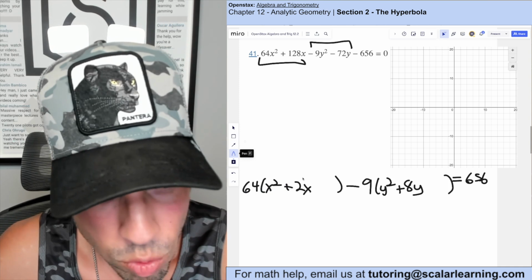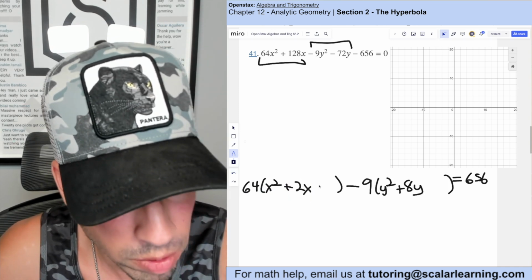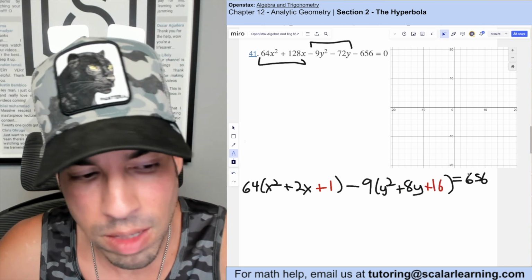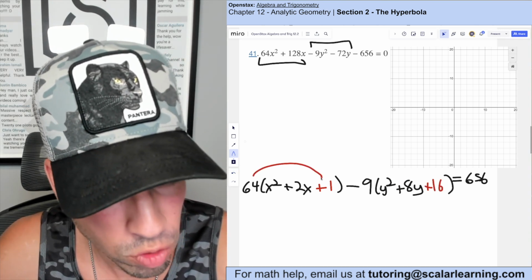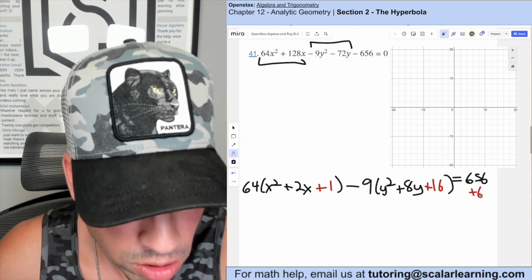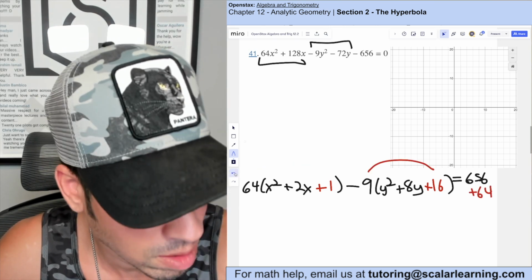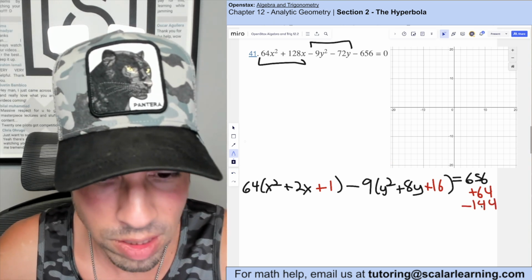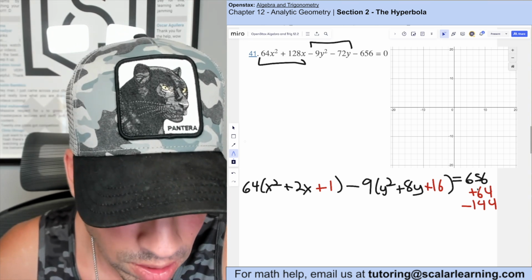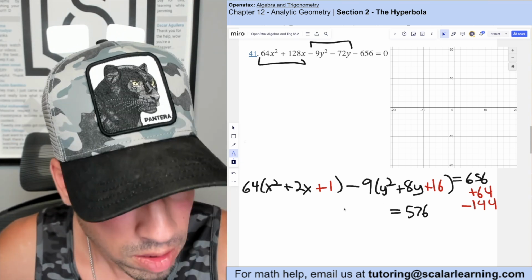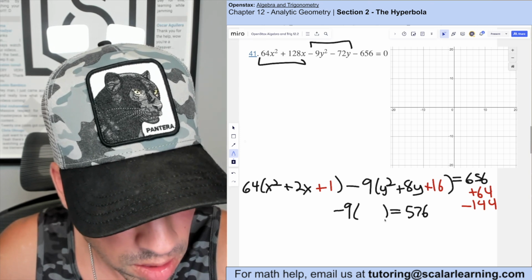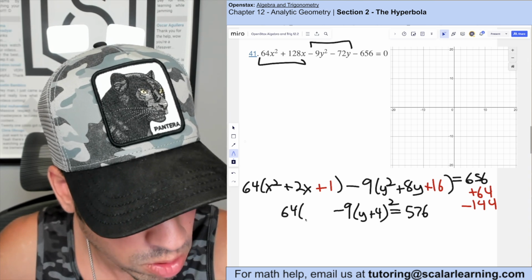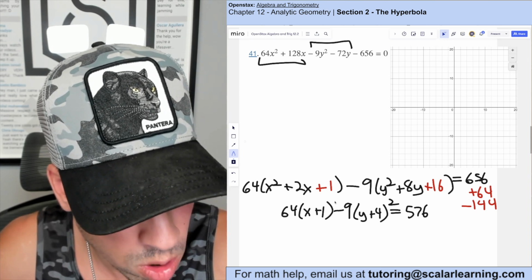And now we're going to complete the square by taking half of this and squaring it, which is 1, half of this, which is 4, and squaring that, which is 16. But we must add the same values to the other side, remembering that this is really 64 times 1, which is 64, and this is really -9 times 16, which is -144. So -144 plus 64 is -80, plus 656 is going to be 576, and this is going to equal -9 times (y plus 4) squared, and this is going to be 64 times (x plus 1) squared.